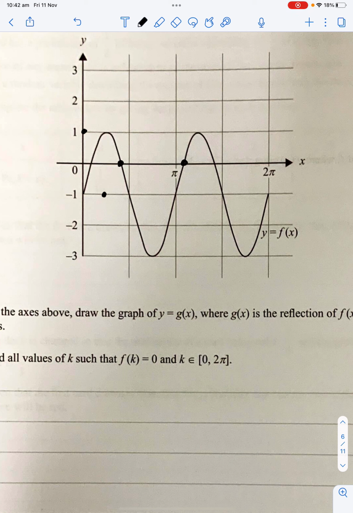So let's put these ones in. And then negative 3 will come up to positive 3. 1 goes to negative 1. And negative 3 goes to 3. And the endpoint of negative 1 goes to 1. So now I'll connect the dots.